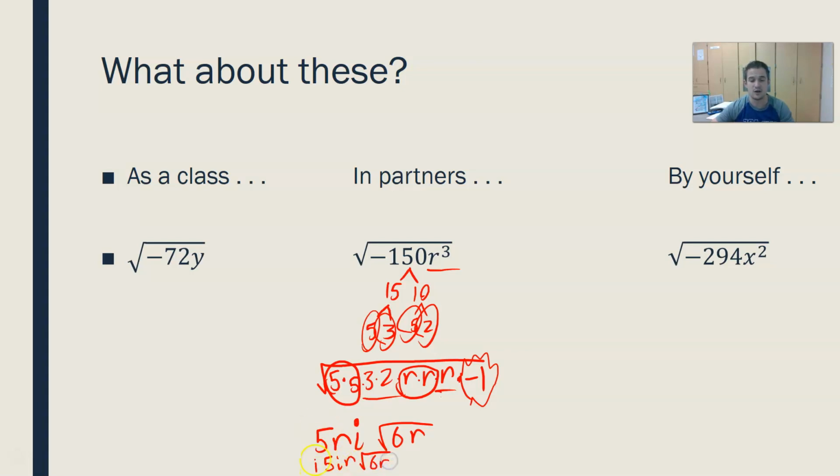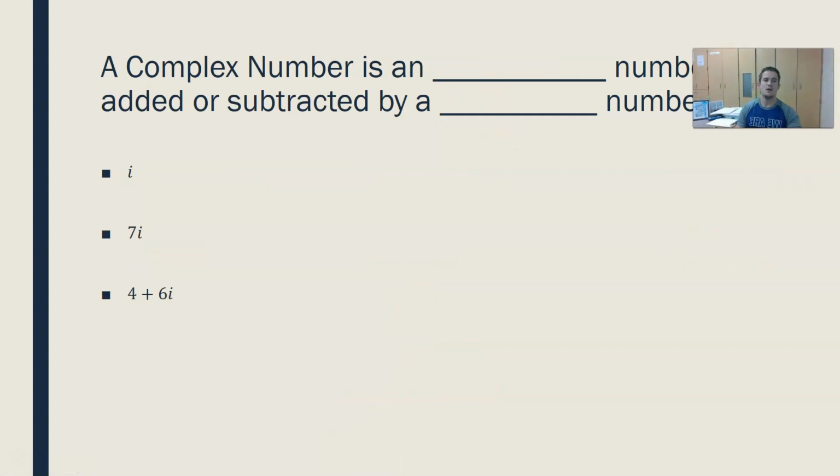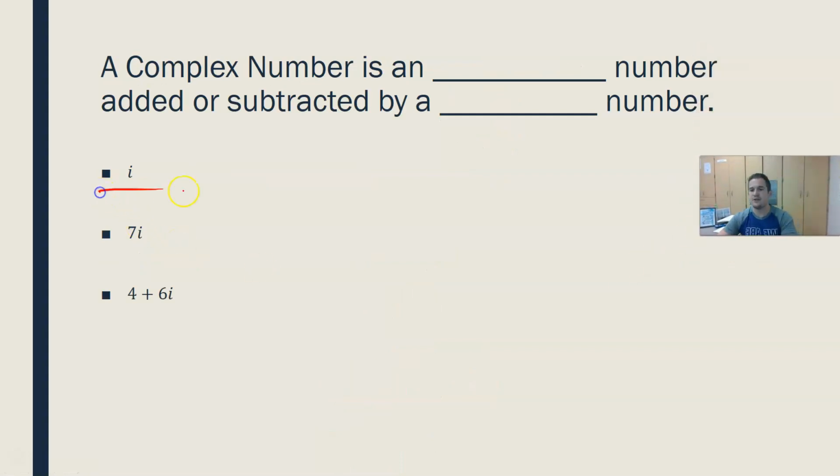of 6r. So the big thing here is when I have a negative underneath the square root, that negative is going to come out of the square root as an i, as an imaginary number. Okay? So, for example, this would be an imaginary number, i. 7i would be an imaginary number, negative 2i, 17i, 114i. Anything with an i attached to it is an imaginary number.